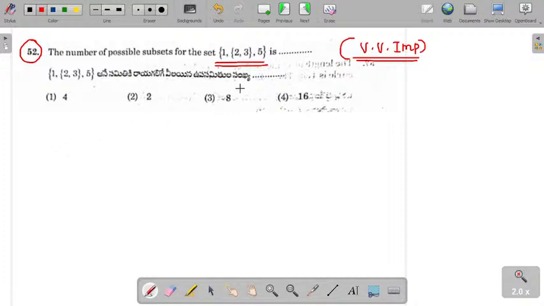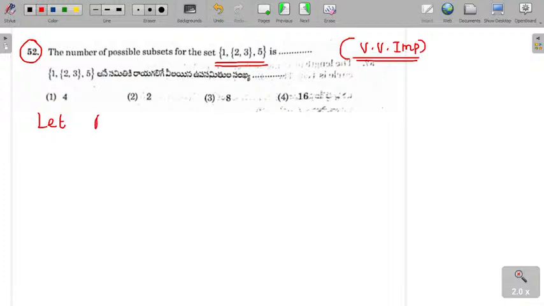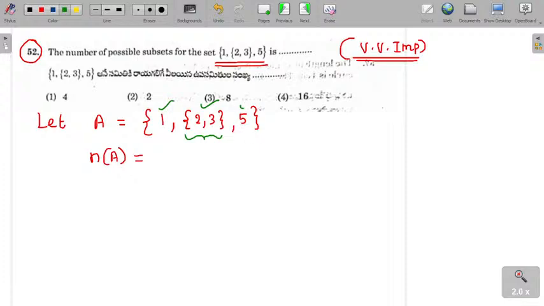First, let me write here: A equals 1, 2, 3 and the next element 5. First of all, let us find the cardinality of A. How many distinct elements are present in A? That means n of A: this set is also considered as one element. So there are 3 elements, n of A is equal to 3. Therefore, the number of possible subsets.